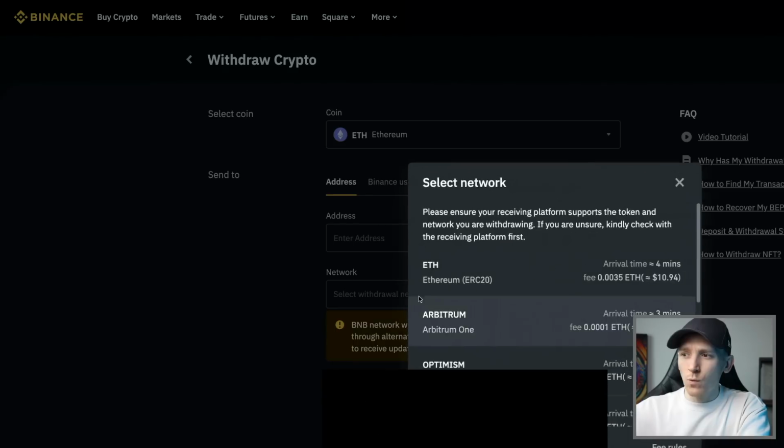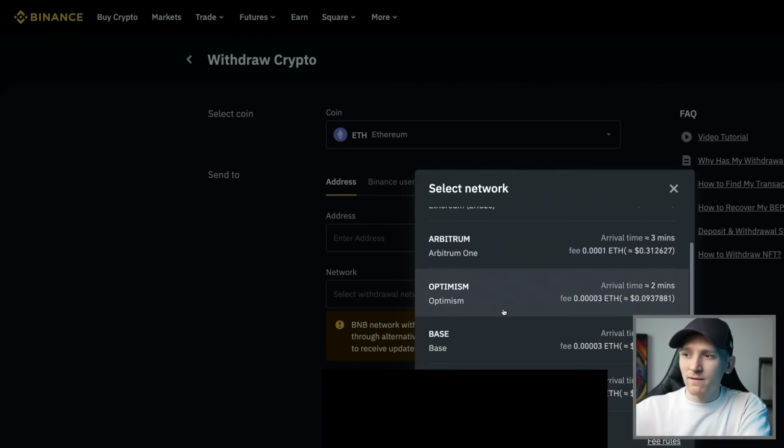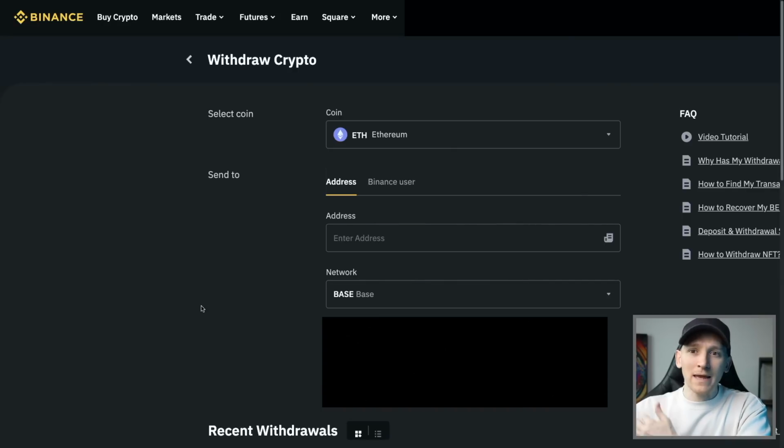So I'm just going to withdraw ETH. As you can see here, you want it on the Base network. So withdraw that over Base and get some ETH into your account. Now, you need ETH for gas, so you need to pay a little bit. It's not going to be expensive, but you do need some ETH for gas.